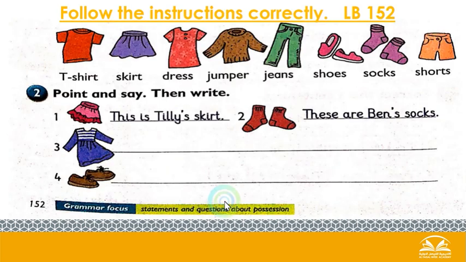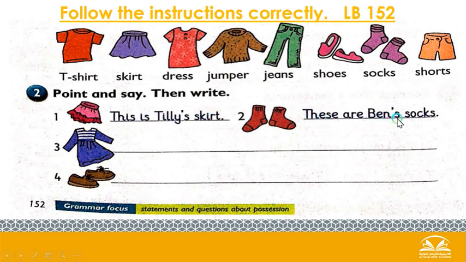Alright? So, you have this in your textbook too, your language book, page 152. So you're going to point and say, then write. This is Tilly's skirt. Now, remember you have this is as singular, these are as plural. This is singular, these are plural. Alright? And when you have plural, you must add s at the end. Get it?